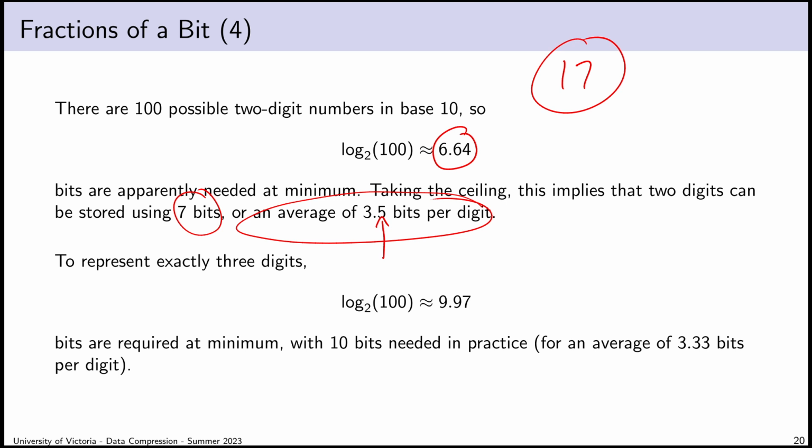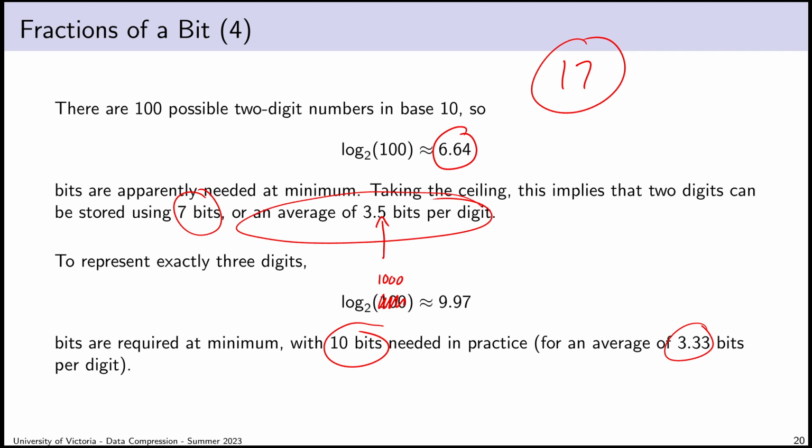We can actually continue with this. To represent 3 digits, and there's a typo here, this should be log base 2, of course, of 1,000, the log comes out to 9.97. And as usual, I can't represent 0.97 of a bit explicitly, so I round up to 10. But that means with 10 bits, I'm representing 3 digits in base 10, or an average of about 3 and 1/3 bits per digit.